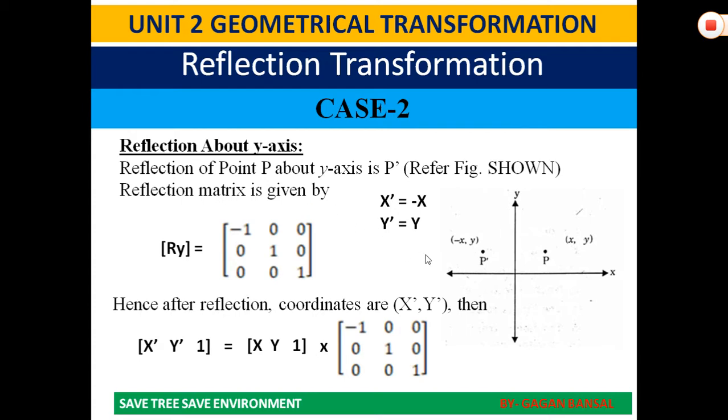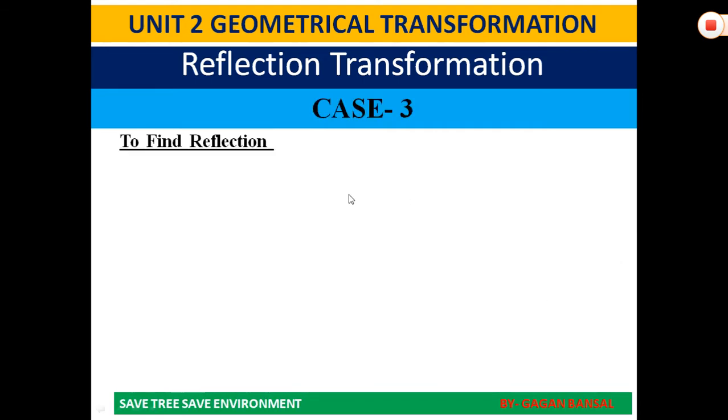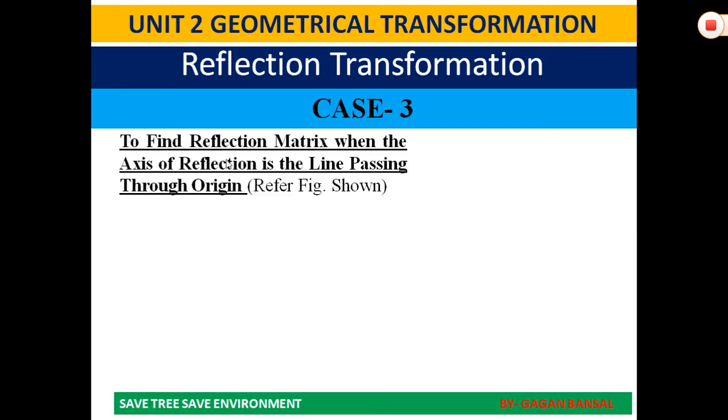So these are the cases when the points are reflected about x-axis and y-axis, where the reflection axis is either x or y. But let's see another case, say case 3, that is to find the reflection matrix when the axis of reflection is a line passing through the origin. That means we want to find the reflection matrix when the axis of reflection is not the x-axis or y-axis, but a line that is passing through the origin.